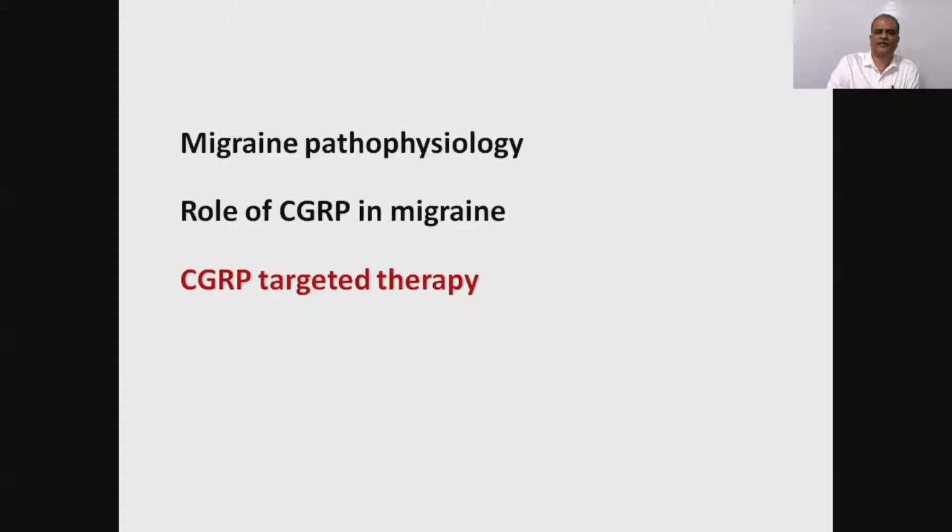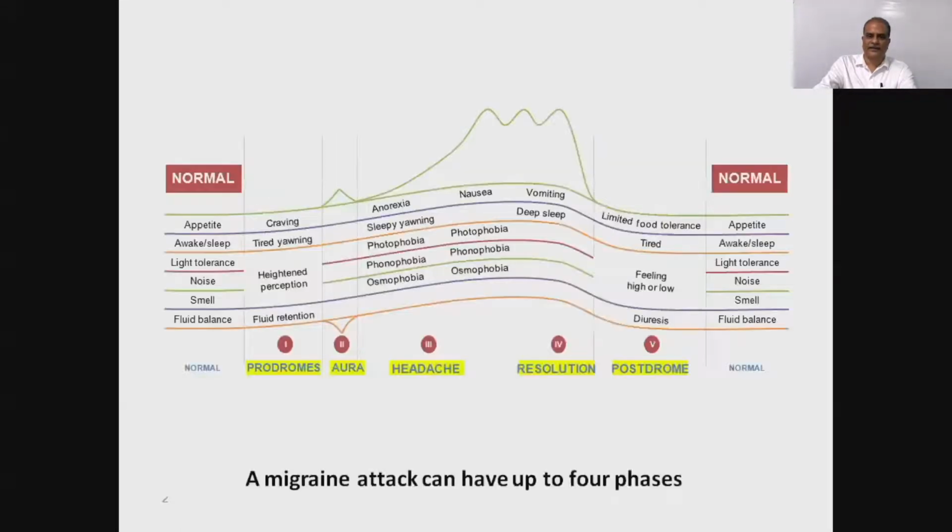Now, before we move on to the CGRP targeted therapy, we should understand the pathophysiology of migraine and the role of calcitonin gene-related peptide in it. If you look at a patient with headache, they can have up to 4 stages during the attack. First of all, you have the prodrome, where they might appear very tired, or have a heightened perception, or edema of the legs because of fluid retention, or sometimes a craving for certain food or drink. So this is the prodrome.